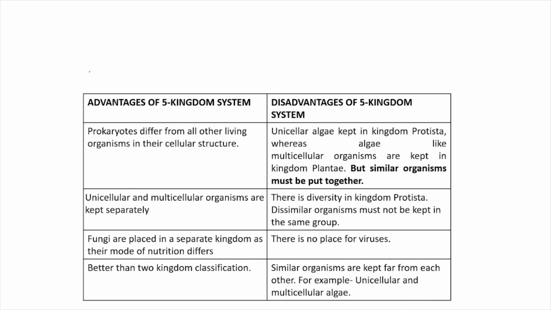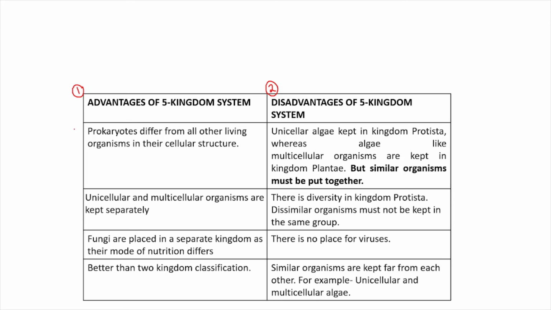So here we discuss the advantages and disadvantages of the 5 kingdom system of classification. Because R.H. Whittaker's 5 kingdom system of classification is the classification on which our discussions will be based in our subsequent lectures. So we see what are the advantages and disadvantages of this 5 kingdom system of classification. So first let's see the advantages. What is the first advantage?